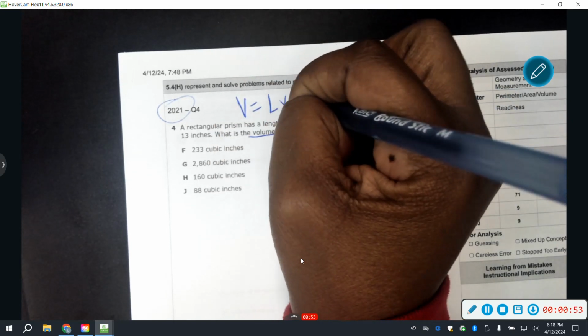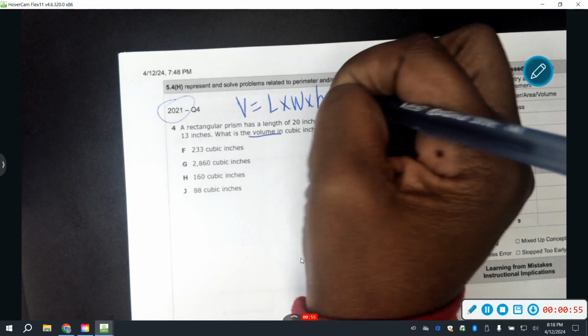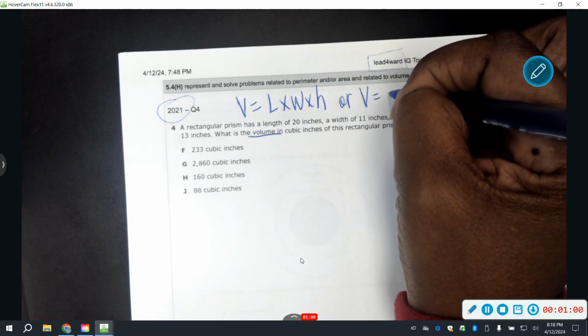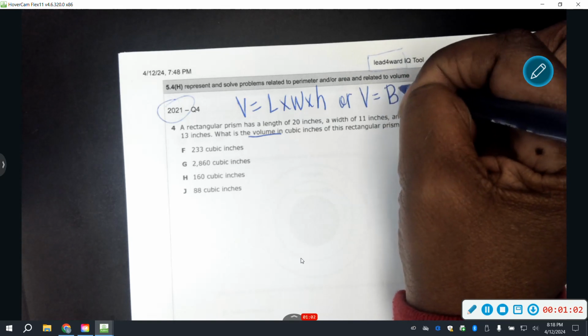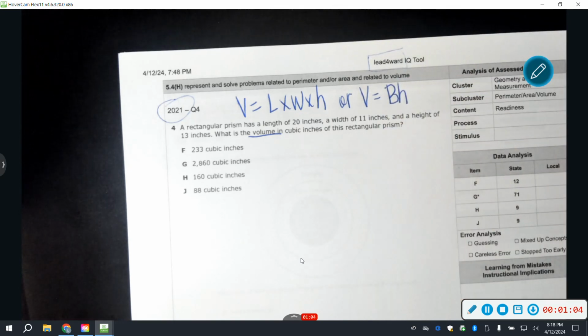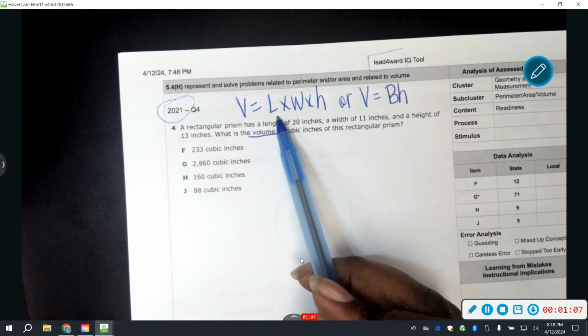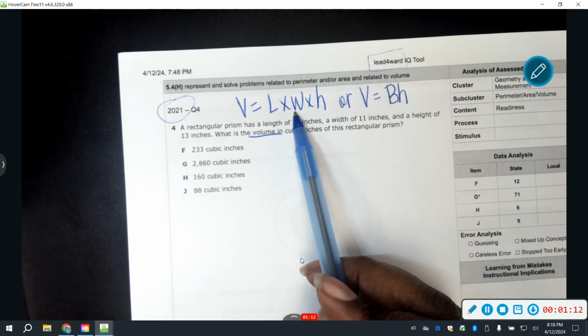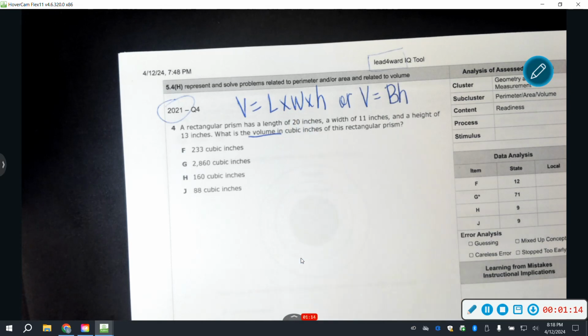Volume is length times width times height. Another formula that may be there, you might see volume equals base times height. Base is just the length and width of that bottom layer, so base equals length times width. And then the height, so it's the same thing. You'll determine which of the formulas to use based on what you need from the word problem.